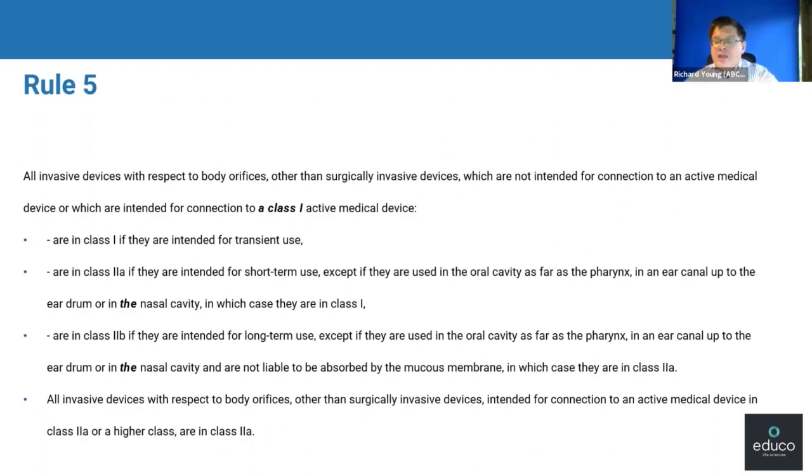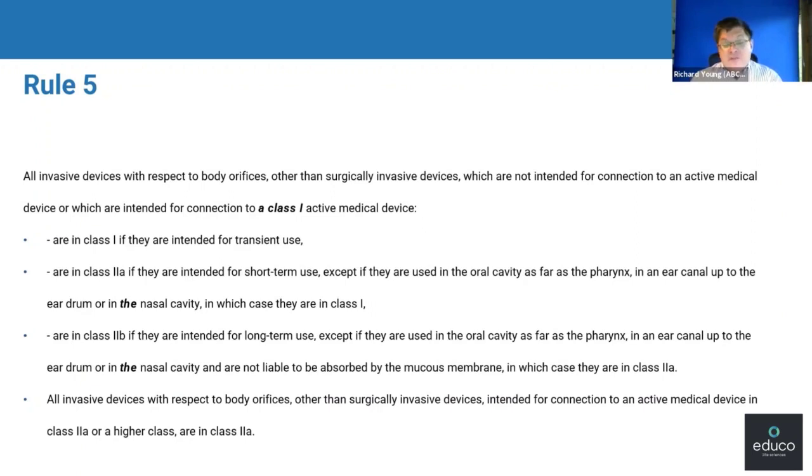And you can see here some definitions about, except if they're used in the oral cavity or the pharynx or the ear canal, in which case they're class 1. So those are seen as less risky areas, so they get a bit of a downgrade there. 2B, if they're intended for long-term use, so that would be any period greater than 30 days. But again, you can see that's been downgraded for things that go into the oral cavity, the ear, or other body orifices like that. They're seen as lower risk, and so they get downgraded to a 2A. Very clear in this rule how that all works.